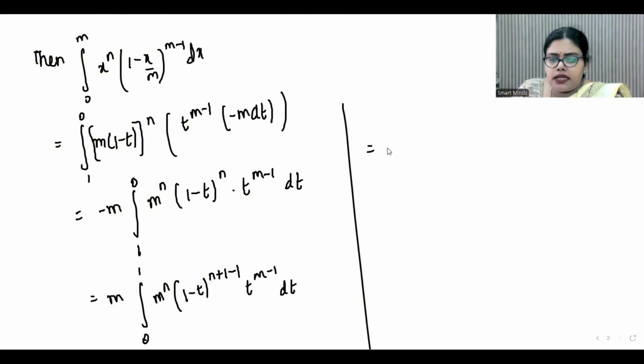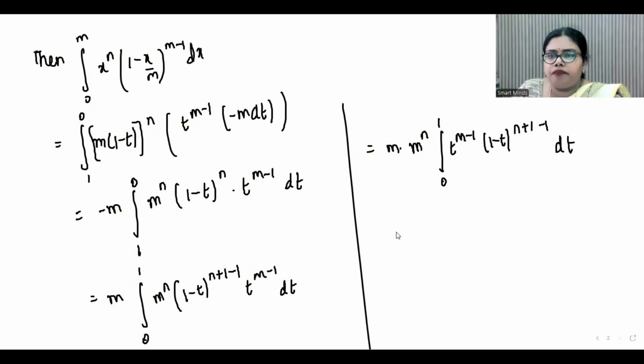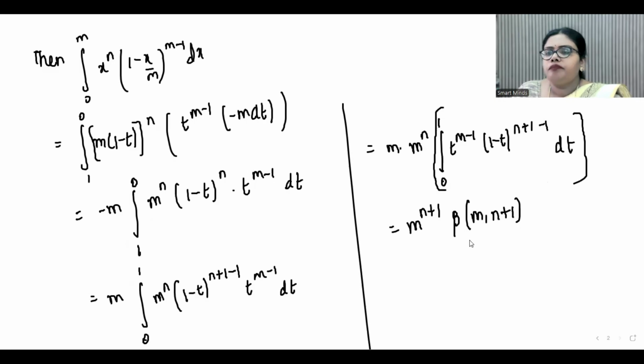dt. So that is equal to m into m power n, which is a constant. We are bringing it out. Integral 0 to 1 t power m minus 1 into 1 minus t whole power n plus 1 minus 1 dt. Here we can add the powers. m power 1 and m power n, we can add the power. So it will become m power n plus 1. And from here to here, this is nothing but beta m comma n plus 1. This is an improper beta function.